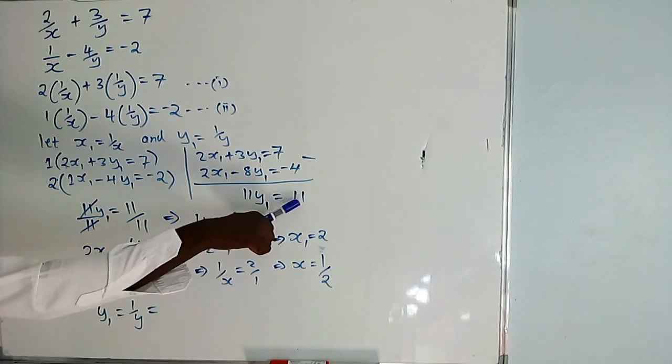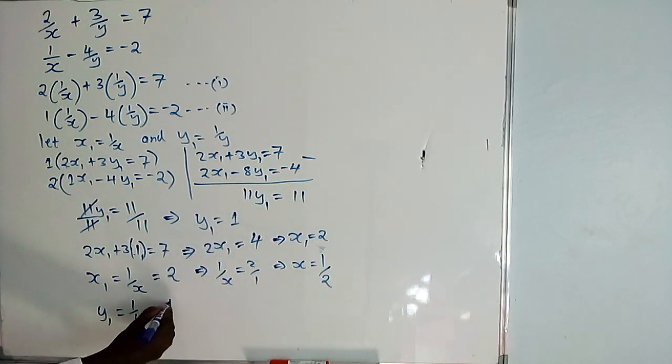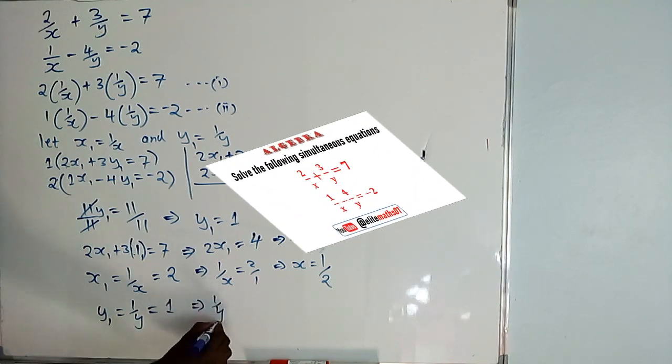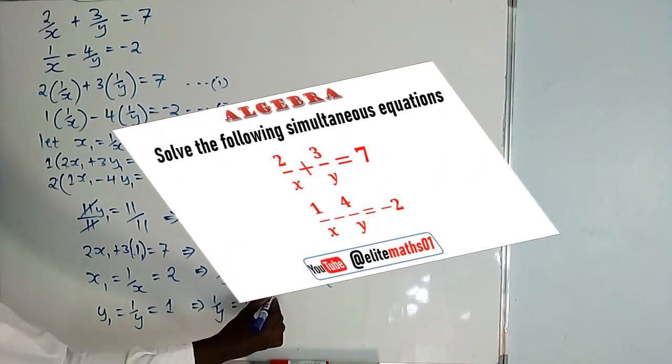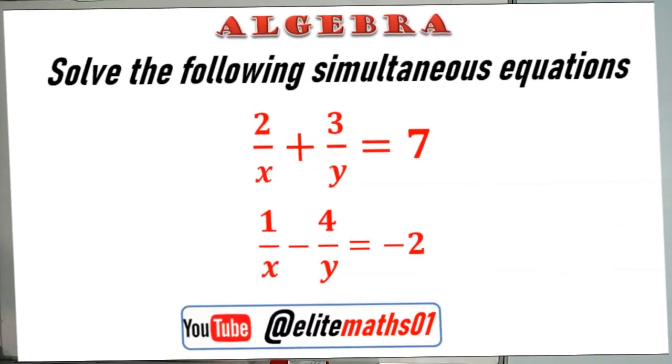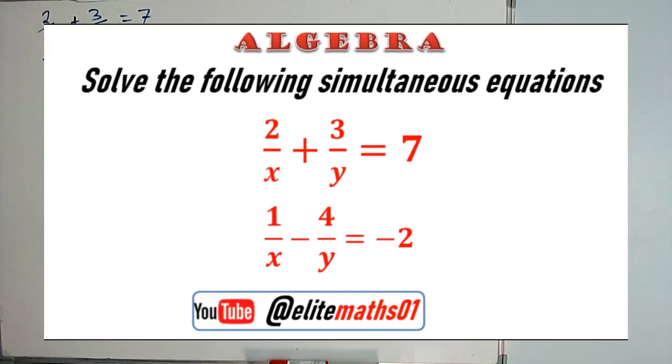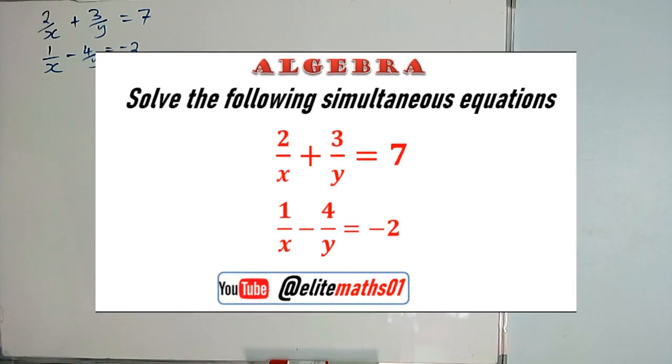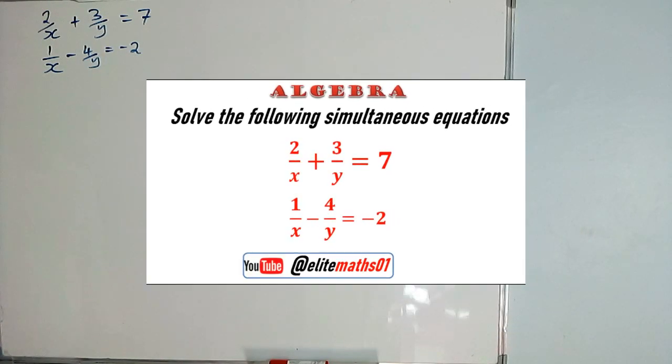y. So where there is y1, you put 1 over y. So it implies 1 over y is 1. So 1 is just 1 over 1. So if you look for the reciprocal on both sides of the equation, you'll be told to solve the simultaneous equation 2 over x plus 3 over y is equal to 7, and 1 over x minus 4 over y is equal to negative 2.